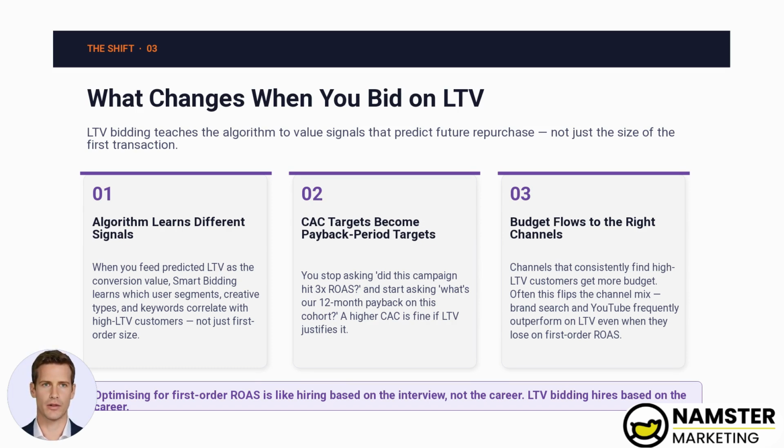Finally, your budget naturally flows to the right channels. Brand search and YouTube often outperform on an LTV basis, even if they appear less efficient on first-order ROAS. Remember, optimizing for first-order ROAS is like hiring someone based solely on the interview. LTV bidding is like hiring based on a long and successful career. It prioritizes the outcome that actually builds the business.